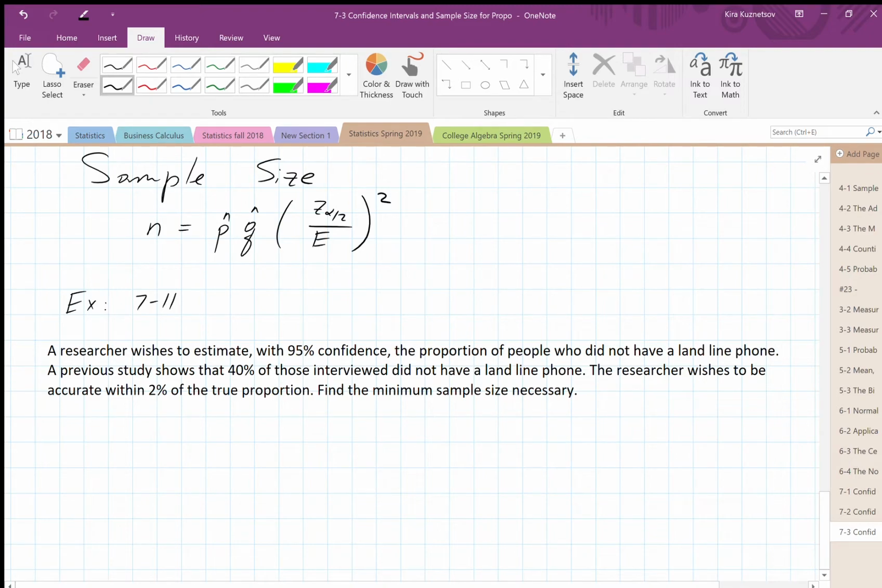7-11. It says a researcher wishes to estimate with 95% confidence the proportion of people who will not have a landline. A previous study shows that 40% of those interviewed did not have a landline phone. The researcher wishes to be accurate within 2% of the true proportion. Find the minimum sample size necessary. So I'm going to start highlighting things. We have 95% confidence.